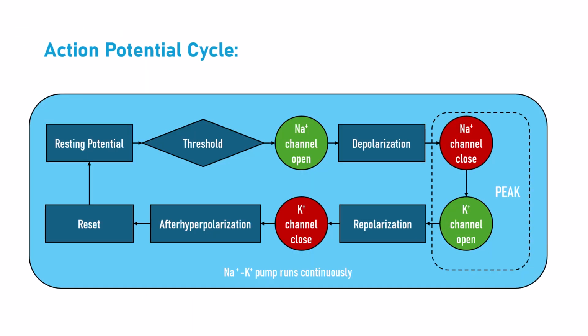High external and low internal sodium concentration are required for sodium channels to depolarize the neuron rapidly. High internal and low external potassium concentration are required for repolarization. We will get back to this in a moment, but let's just mention a few things first.